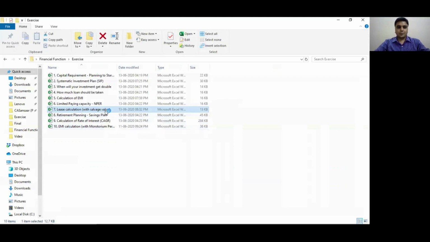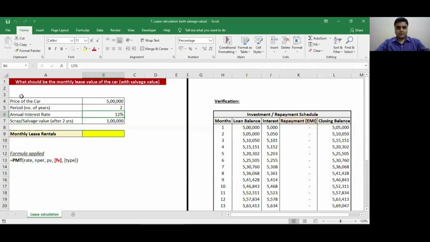In this, we will learn how to calculate lease rentals. Now, for example, suppose मैं एक कार लीज के बिजनेस में हूँ जिसमें मुझे एक कार लीज पे देनी है जिसकी वैल्यू 5 लाख रुपीस है for a period of 2 years and I want to charge an interest rate of 12%. And ये कार मुझे वापस मिल जाएगी after 2 years and the scrap value of the car would be 1 lakh rupees at the end of second year.